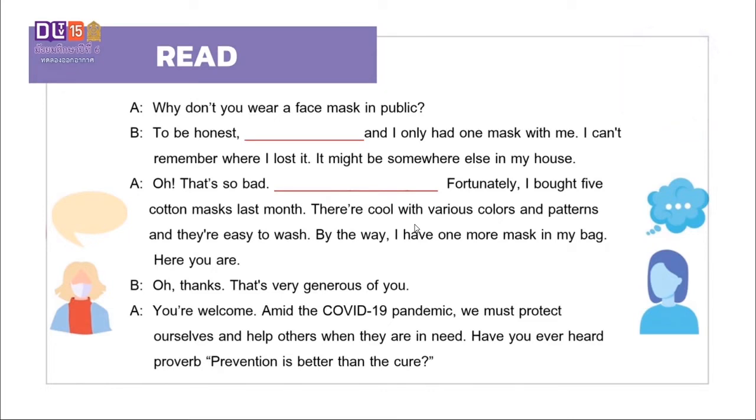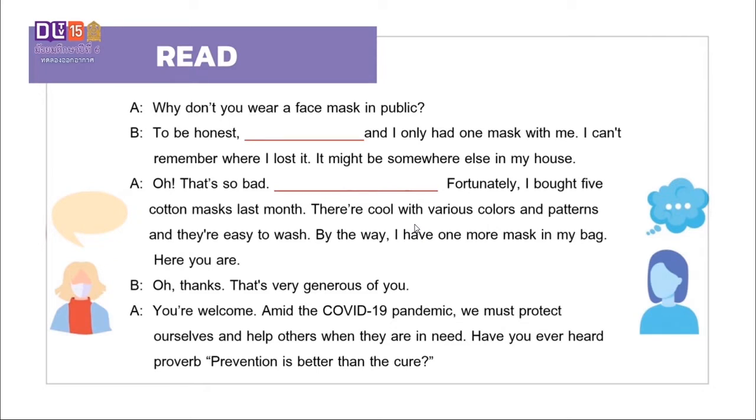Okay, students, please tell me the main idea of this conversation. Who wants to share first? You? It's about face masks, right? And you? Are friends talking about face masks, right? Okay, good. Okay, students, let's look back to the conversation.